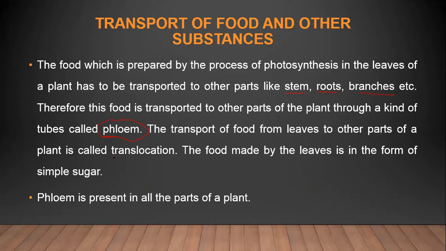All right. So the movement of food, the transport of food from the leaves to other parts of a plant is called what? Translocation. So the food made by the leaves is in the form of simple sugars. All right. So we are saying phloem is present in all parts of the plant.